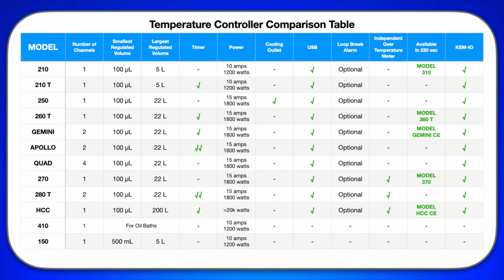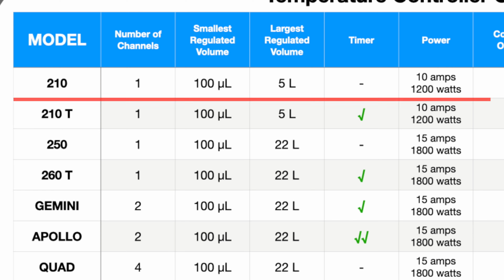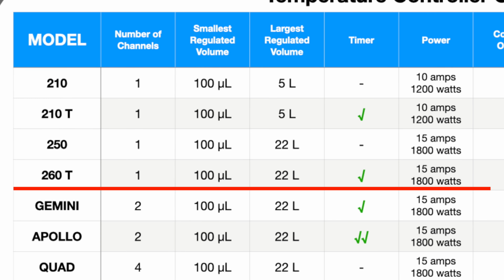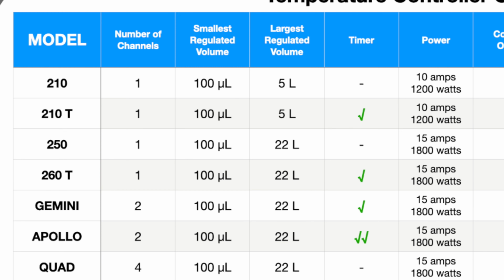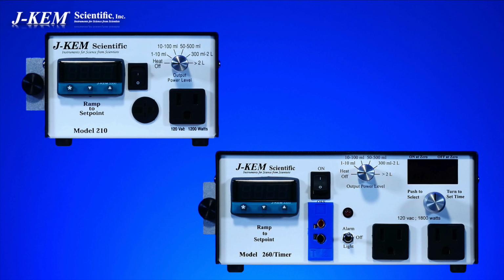And so really the 210, we're saying it has the range of 100 microliters up to 5 liters. The 260 would have the range of 100 microliters up to 22 liters. So you don't lose anything by going to the 260 as opposed to the 210. But there are a lot of chemists who never use anything larger in their life than a 500 milliliter or 1 liter flask. And in that case, the 210 is smaller, and most of the time in chemistry, small is beautiful. It's exactly what they need.